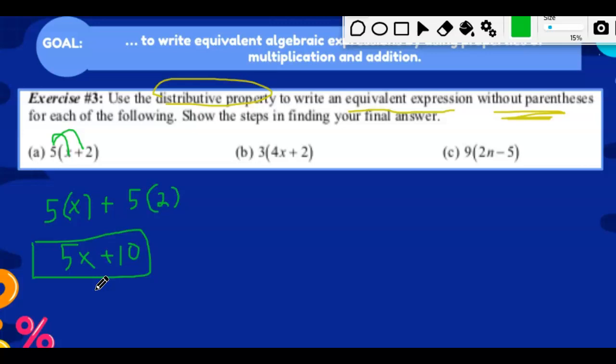They are not like terms. Only like terms, yes, correct. Only terms that are the same, we could put together. Like the same family, if we are talking about family. Alright, for letter B, who's brave?